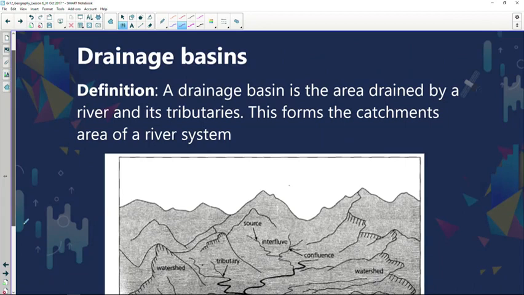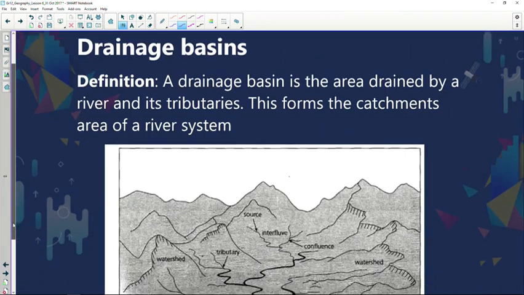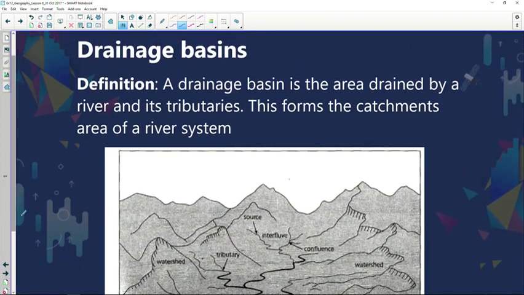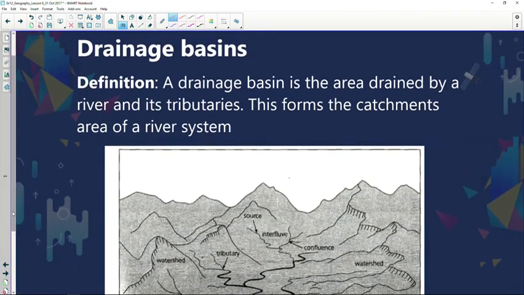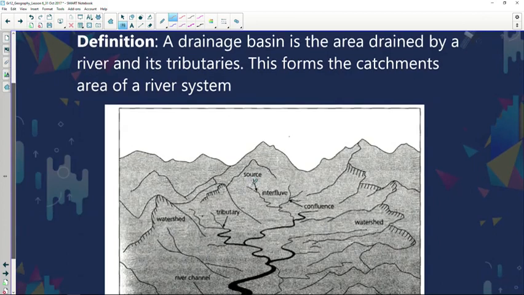Our next topic that we're going to discuss is drainage basins. Now, if you look at the definition of a drainage basin, it's an area drained by its river and its tributaries. This forms the catchment area of a river system. Let's just quickly decipher it, because there are quite a few important terms that we need to understand. Now, all rivers develop from a source.